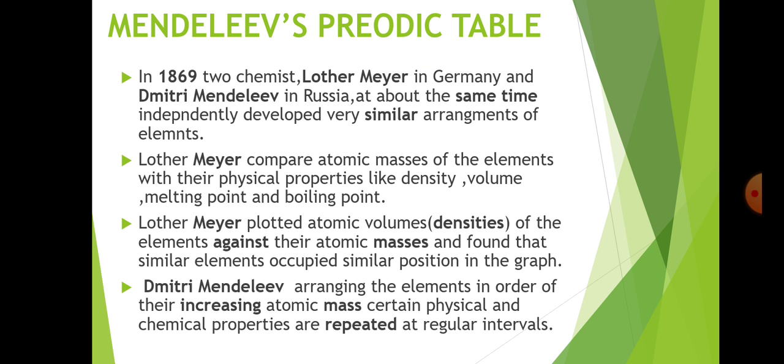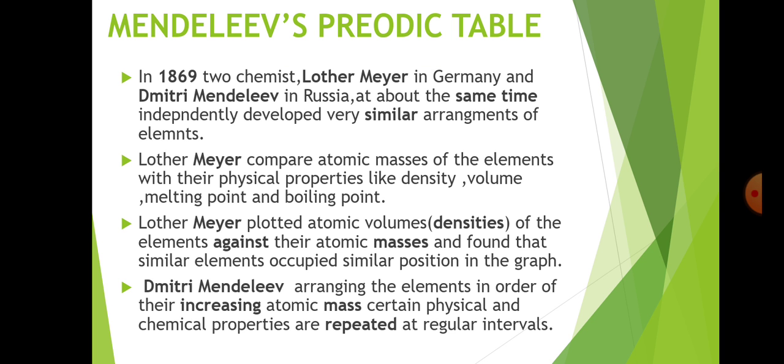In the first case, Lothar Meyer compared atomic masses of the elements with their physical properties like density, volume, melting point and boiling point. He also made a graph. Lothar Meyer plotted atomic volumes and densities of the elements against their atomic masses and found that similar elements occupied similar positions in the graph.